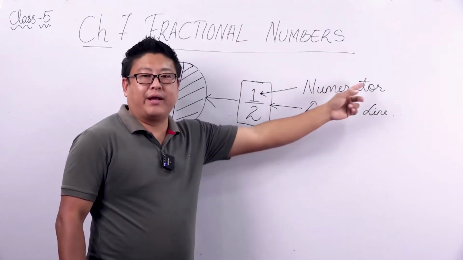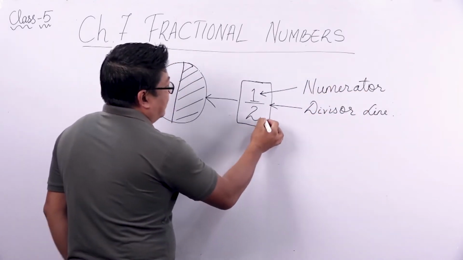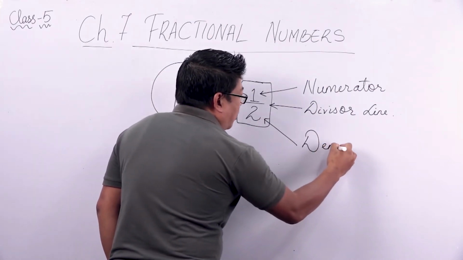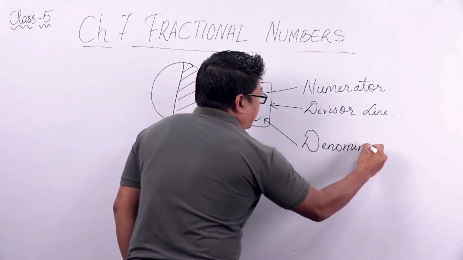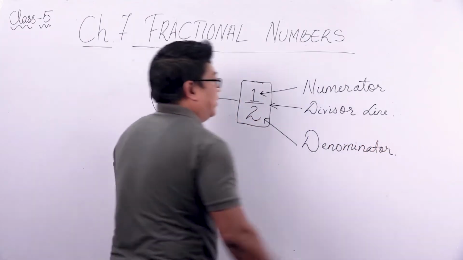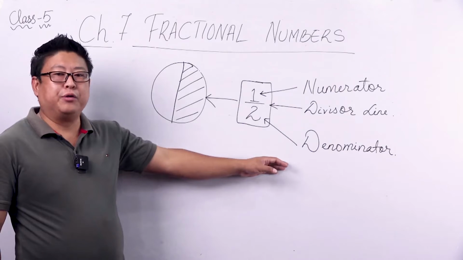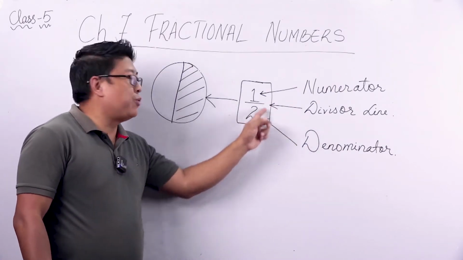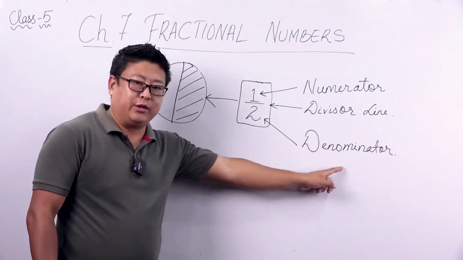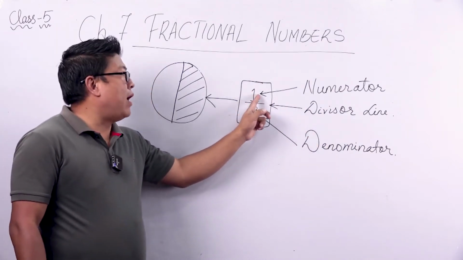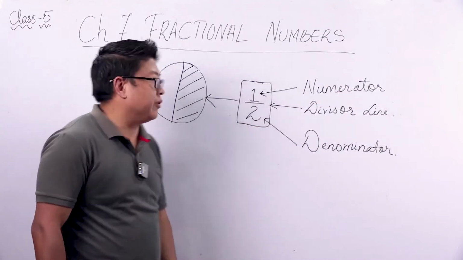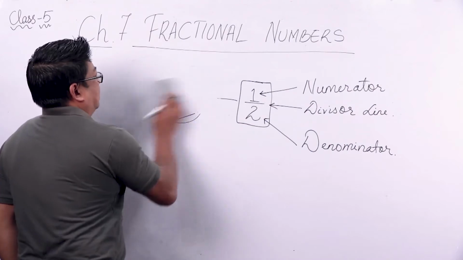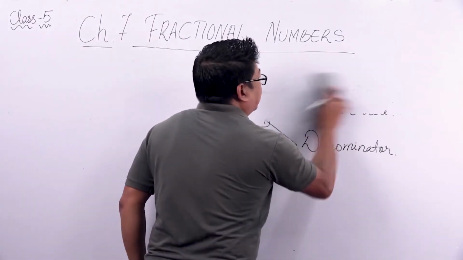Numerator. All right? And the number below is called your denominator. So please do not get confused. The number 2 is not the denominator. The place where 2 is called the denominator. The place where 1 is, it is called the numerator. Okay, children? Now, this is all about an example that we are talking about the fractions.